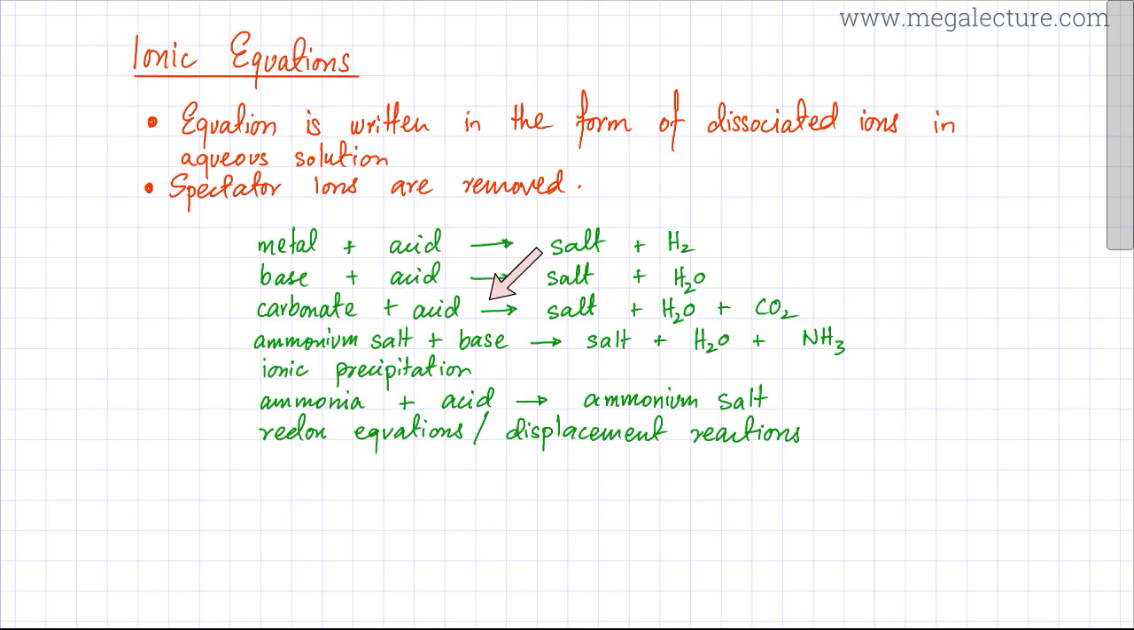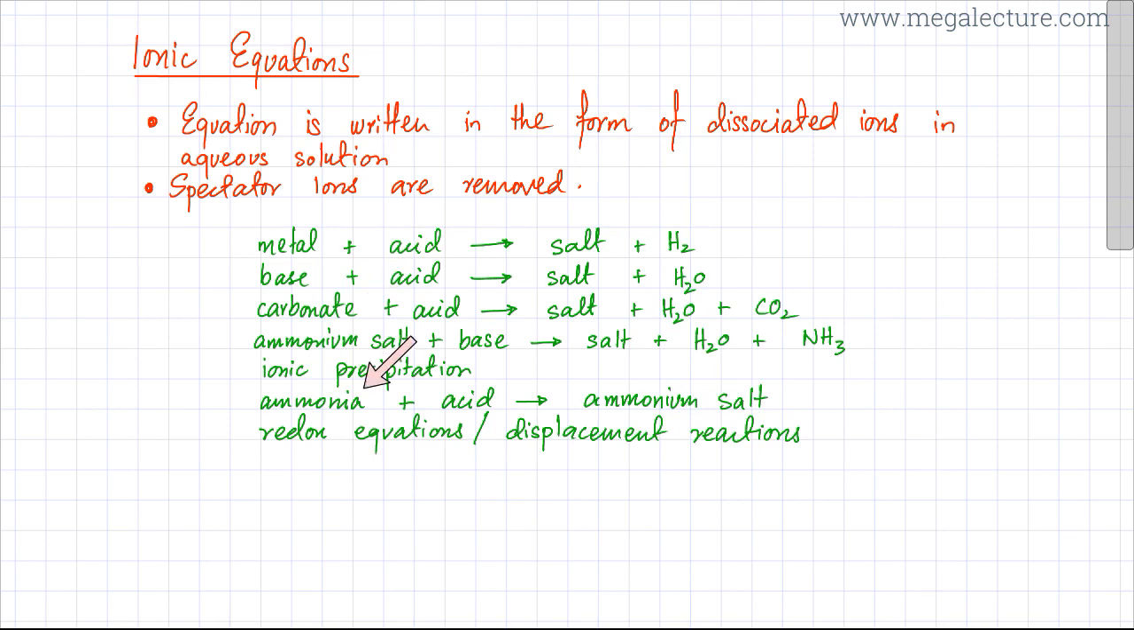Then you have carbonate plus acid, which produces salt, water, and carbon dioxide. Similarly, ammonium salts react with bases to produce salt, water, and NH3. And then there are some ionic precipitation reactions that are used to produce salts. And then there's an ammonia plus acid reaction, which produces ammonium salt. Then there were plenty of redox equations and displacement reactions where a more reactive metal would displace a less reactive metal from its compounds, or it would apply to non-metals as well. For example, more reactive group 7 elements would displace less reactive group 7 elements from their compounds. So they were all redox equations as well.